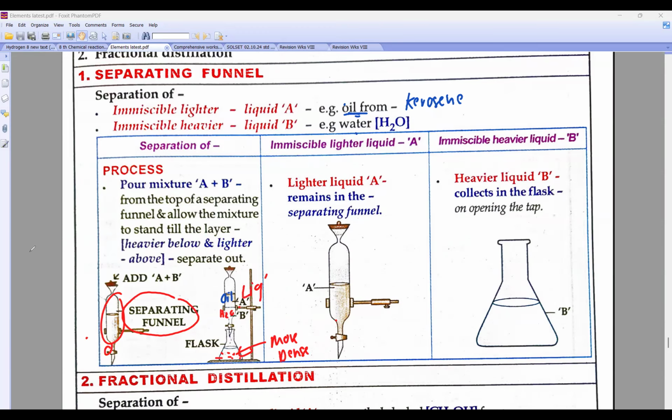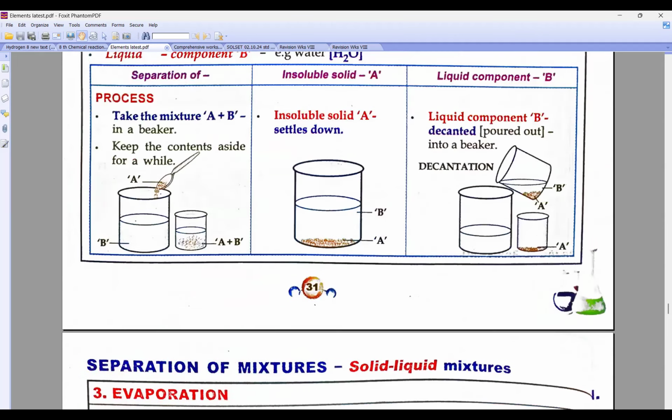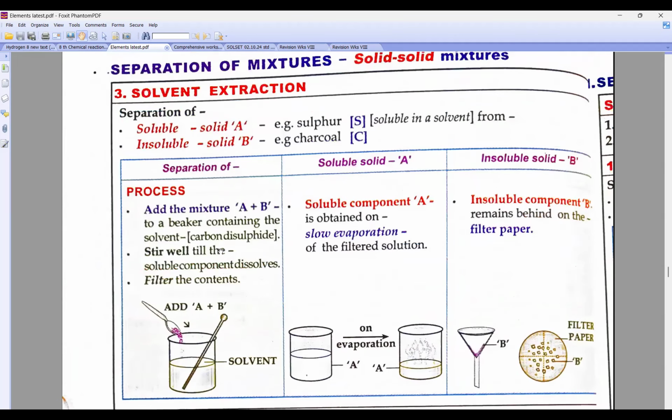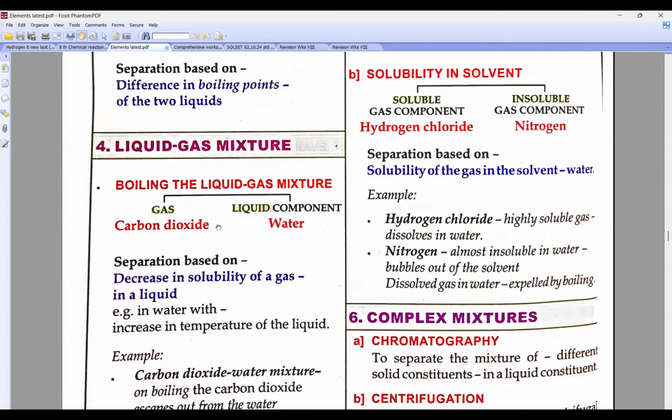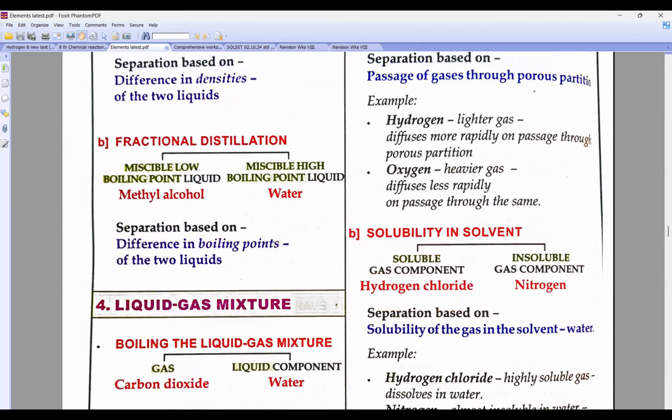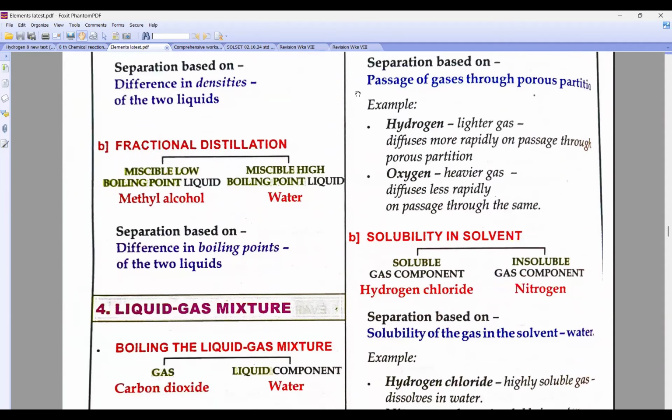Very good. But what will the problem be when both liquids are miscible? Then what are we going to do? Fractional distillation. This is used for alcohol and water. Beta, you must have seen in movies that in a glass they take alcohol, then add water and ice, stir it, and then drink. So it is soluble, both are miscible.